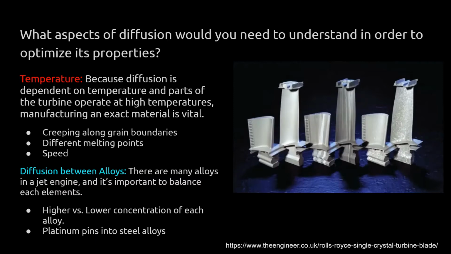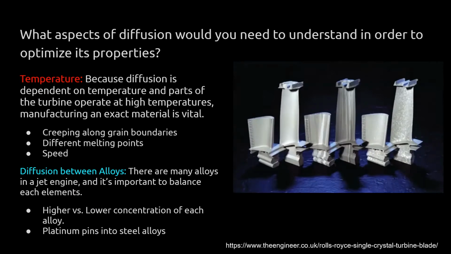Another important aspect of diffusion that needs to be understood is diffusion between alloys. Because of the variety of materials involved in the turbine and the variety of concentration of each alloy, it's important to consider how the atoms will interact with each other. By definition, diffusion is the movement of atoms from higher concentrations to lower concentrations.